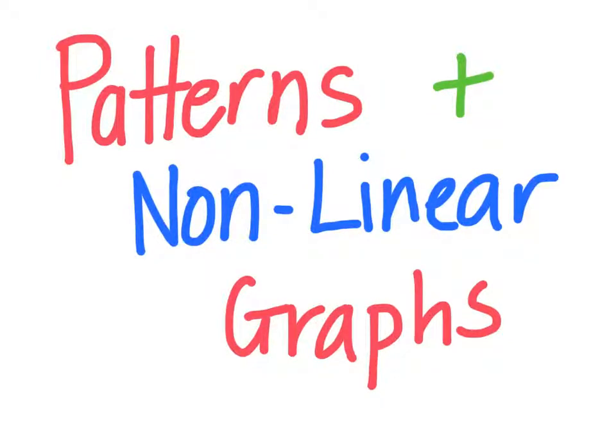Looking at number rules and nonlinear graphs. So we'll look at this dot pattern, and in term 1 there is 1 dot, in term 2 there are 4, in term 3 there are 9 dots, in term 4 there are 16 dots, and this pattern actually could keep going infinitely.